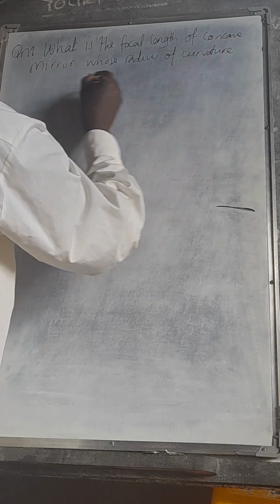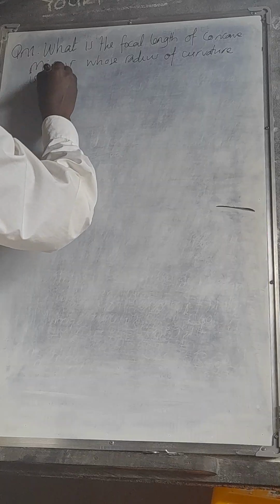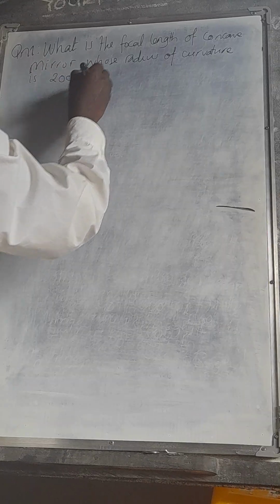Radius of curvature is 20 centimeter. So this is a very important question, and we're going to start with it. Question number one: what is the focal length of the concave mirror whose radius of curvature is 20 centimeter? I give you almost 30 seconds to comment your answers so you can check whether you are correct or not.